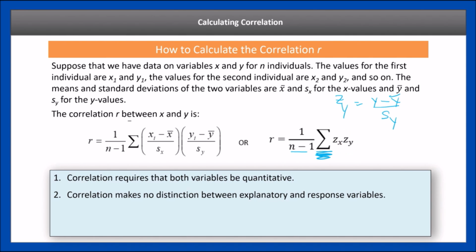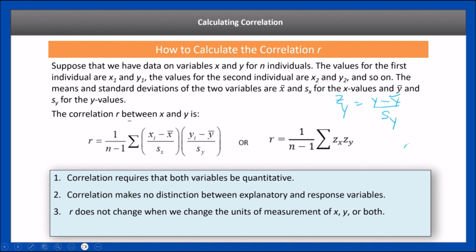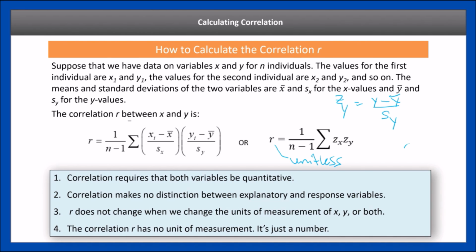You can see that because it doesn't matter if you do zx times zy or zy times zx. In other words, if you switch y and x, it's not going to affect your calculation, because multiplication is commutative. Number 3, r does not change when we change the units of measurement of x, y, or both. Remember that r is unitless. So there are no units for r, and therefore it doesn't matter if you change the units of x, y, or whatever, because r is going to remain unitless anyway. And number 4, the correlation r has no units of measurement. It's just a number.